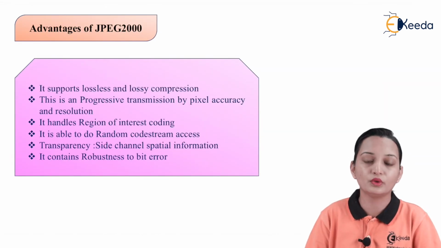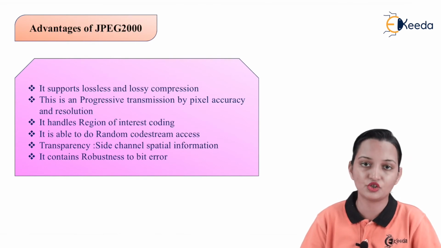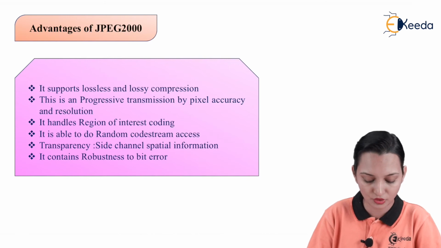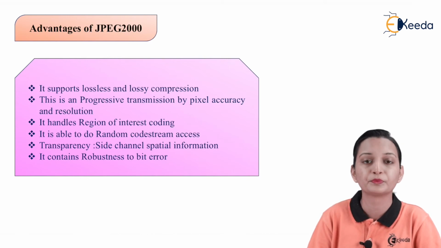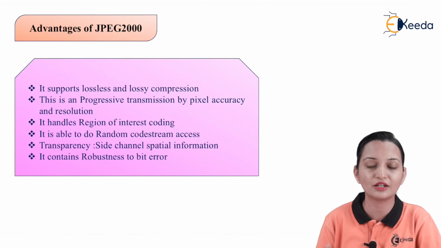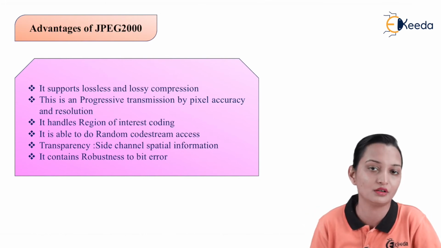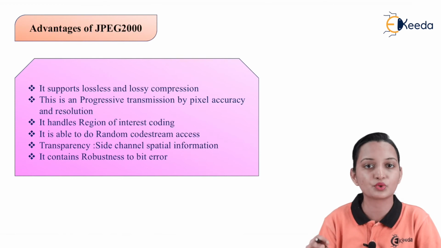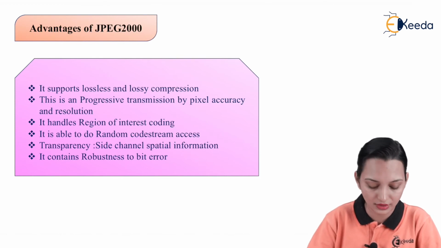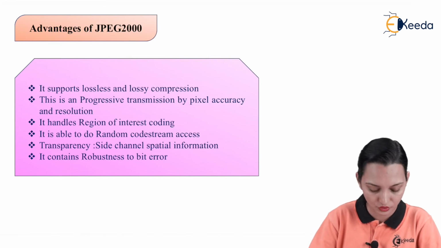So if I want to elaborate the summary of advantages of JPEG 2000, then I can write the first one: it supports lossy and lossless compression. Why lossy? Because it uses quantization, and we all know that quantization means rounding up a figure. So there may be the chance to lose some data, but it supports both types of compression. This is the advantage of JPEG 2000.